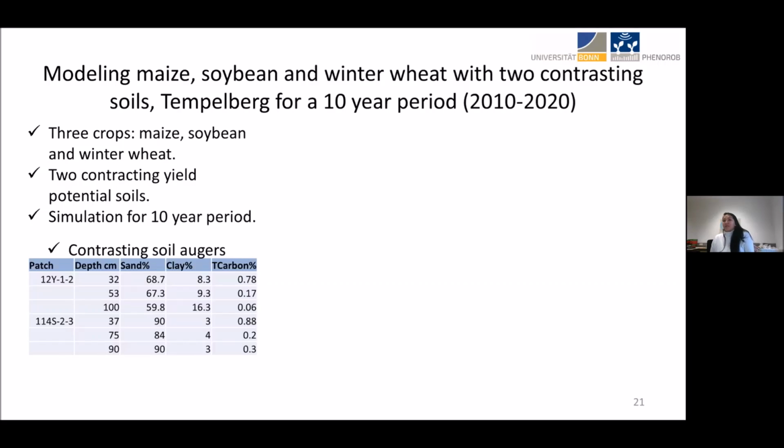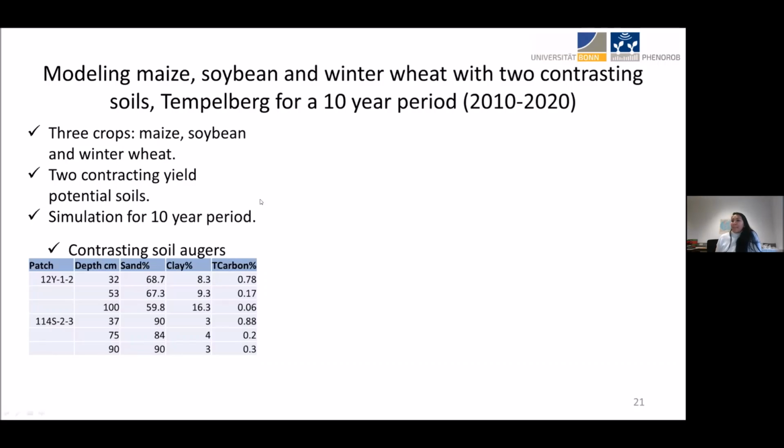For this, we selected two contrasting yield potential soil augers, that you can see described here. So the 12 belongs to a high yield potential patch, and the 114 belongs to a low yield potential patch. And you see that the sand content in the high yield potential patch, well, it's still high, but it's lower than the one that you see in the 114. So in the 114, you see more than 85% sand content, while in the patch 12, the sand content in the bilayer varies from around 60 to 68.7%.